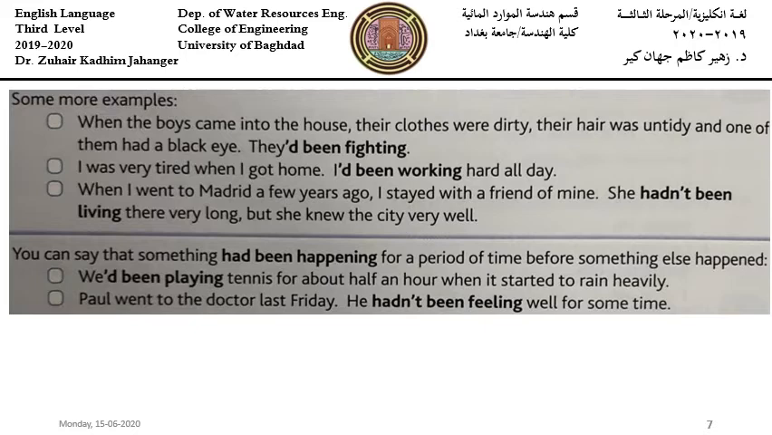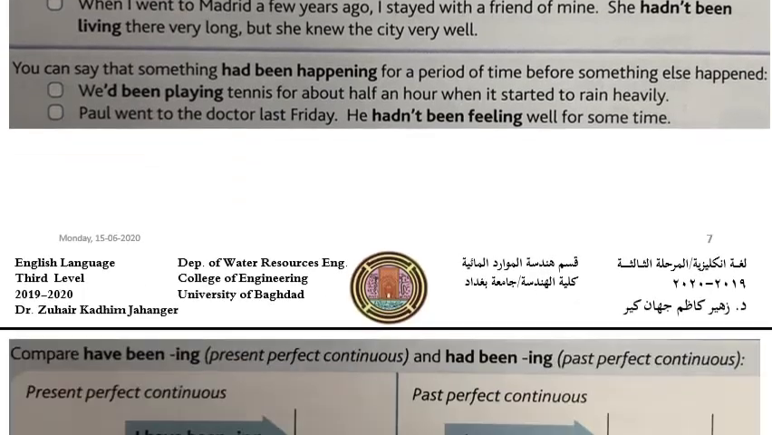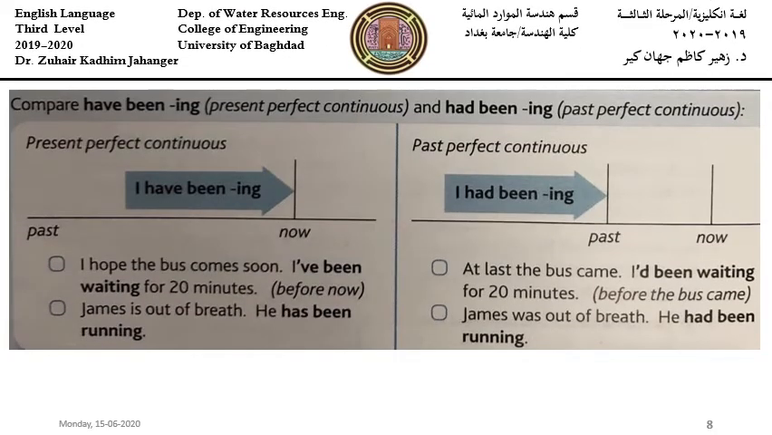So before he went to the doctor, he had been sick for one week. Now compare "have been -ing", present perfect continuous, and "had been -ing", past perfect continuous. The time period here goes from the past up to now for the present perfect continuous. If it is present, it should end now. If it is past, it should end in the past.